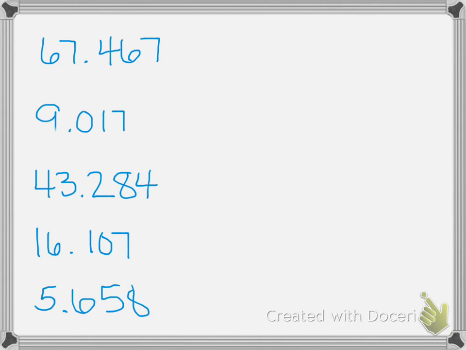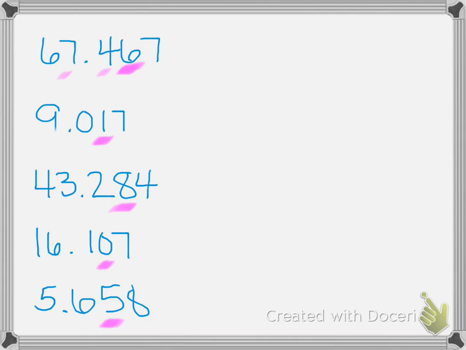Number 4 says round to the nearest hundredth. So the very first thing we need to do is figure out where our hundredths are. So in the first one, it's this 6 right here. In the second one, the 1. The next one, it's the 8. The next one, it's the 0. And the last one, it's the 5. Again, remember your place value goes ones, tenths, hundredths.